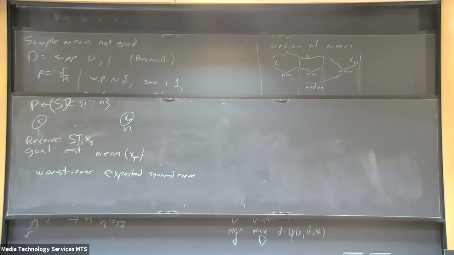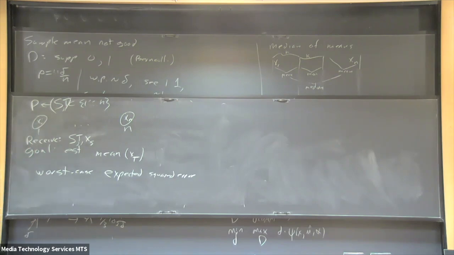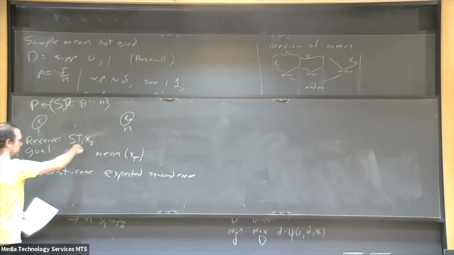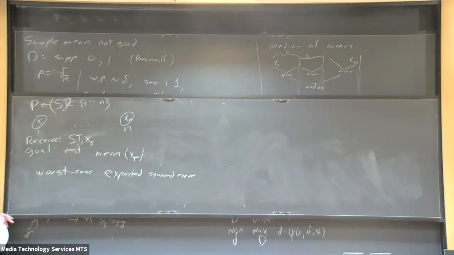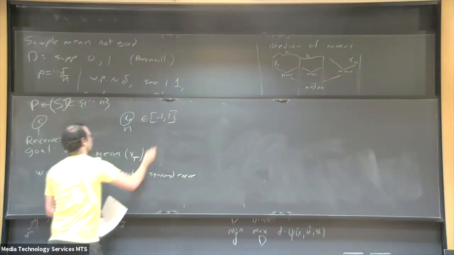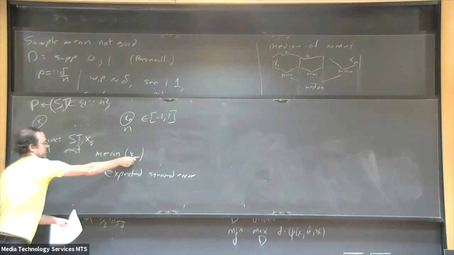This is the process. You get S and T from this distribution, and then your algorithm receives this stuff. I'm giving you no guarantees whatsoever about the data values x1 through xn, except that they're, say, in 0, 1. And then you want to do something with these inputs to return a prediction.